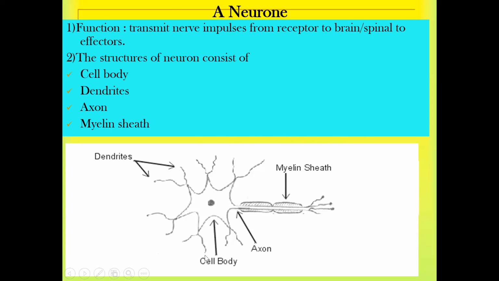In one simple neuron, it contains the first one, dendrite. Then we have myelin sheath, and we have axon. Axon is this one. And the last one we have cell body. This is the general picture of how neurons look like.